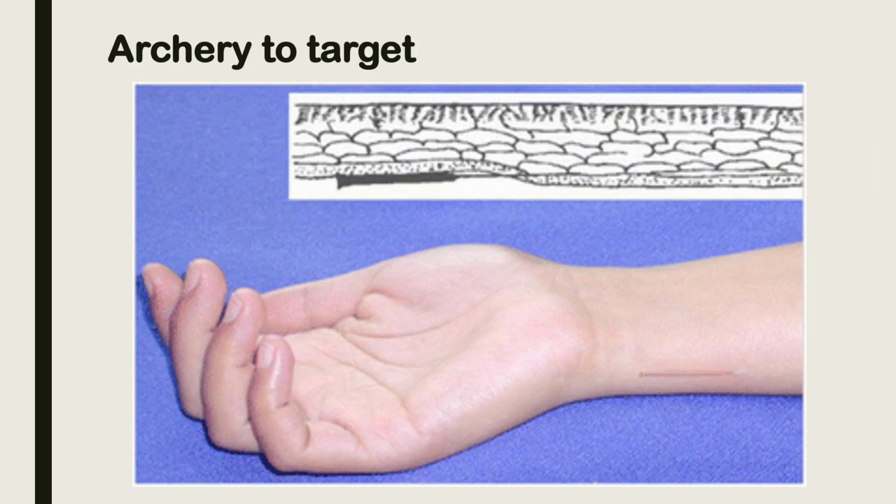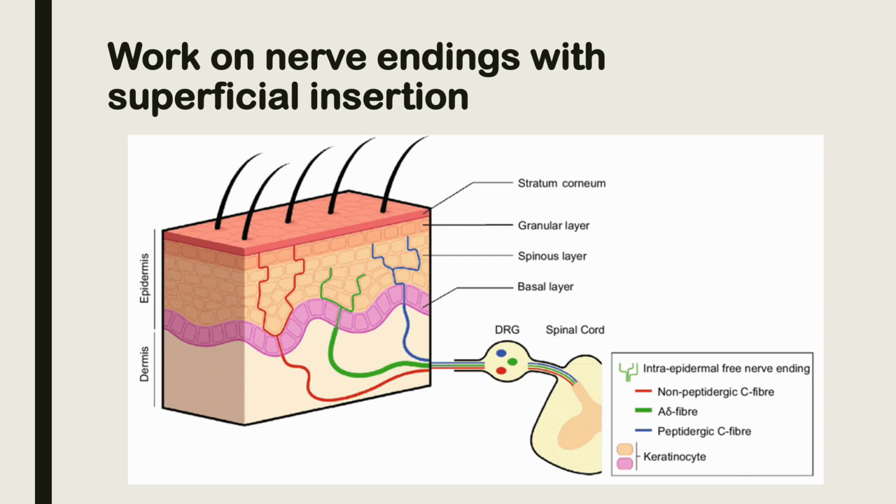Archery to target. Wrist and ankle acupuncture also focuses on bringing qi directly to the diseased area. Wrist and ankle acupuncture requires inserting the needle toward the body's center direction on a superficial layer, which activates the body's energy toward the disease manifestation area to treat the disease.